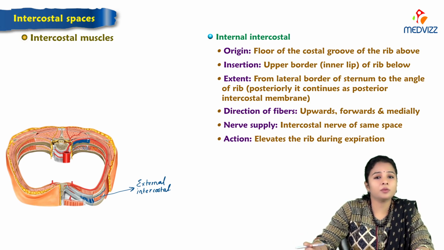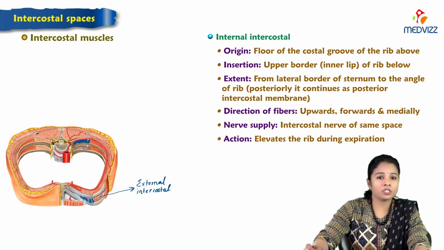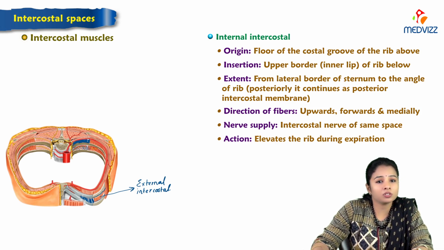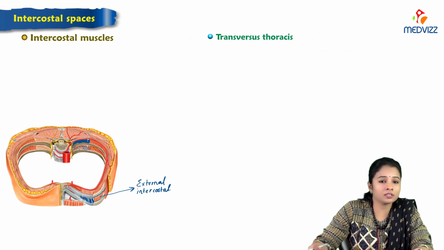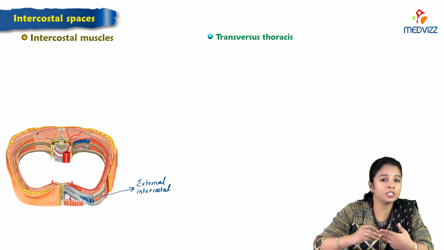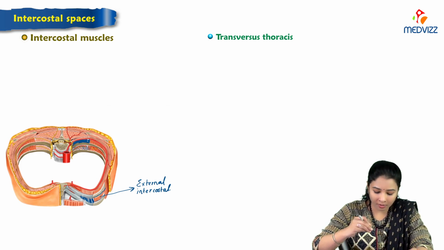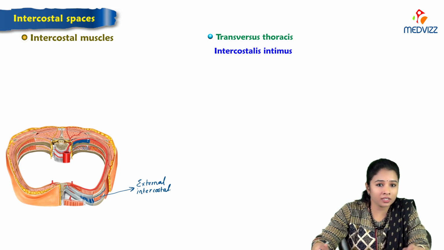Okay, let us discuss the innermost intercostal muscles. Innermost intercostal muscle, we can also term it as transversus thoracis muscle. Transversus thoracis muscle again has three parts. We can subdivide it into three separate muscles. Intercostalis intimus. So the deeper is the intercostalis intimus.